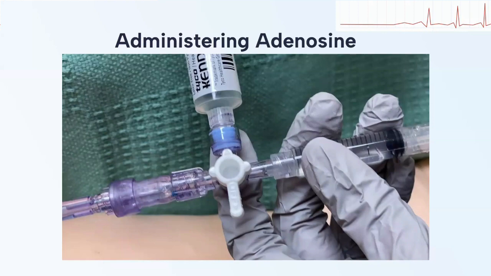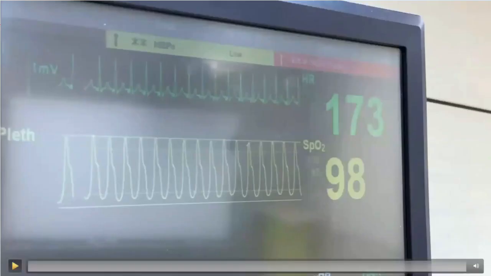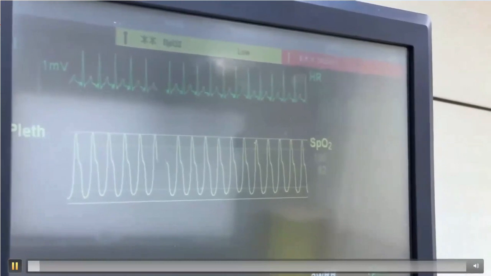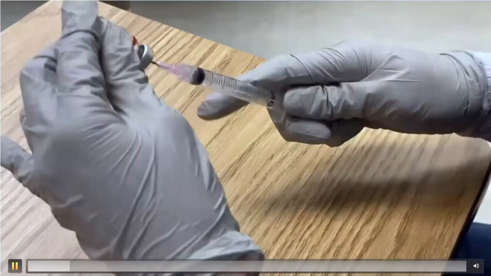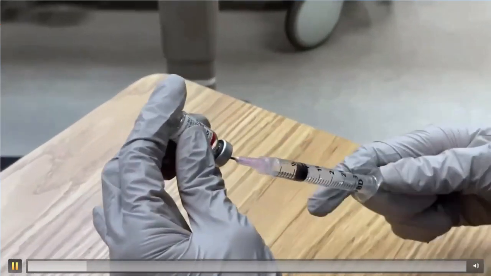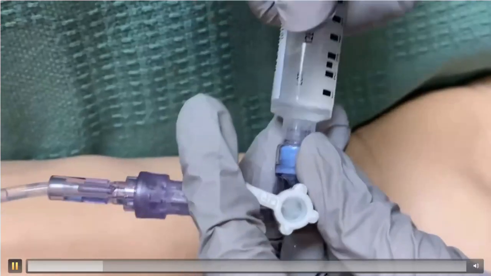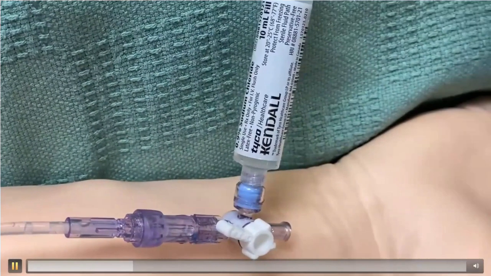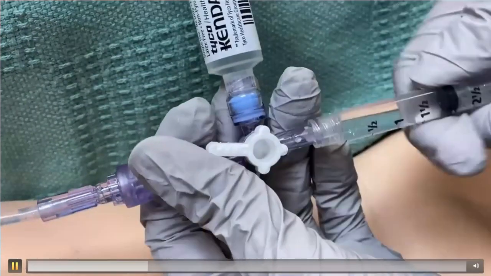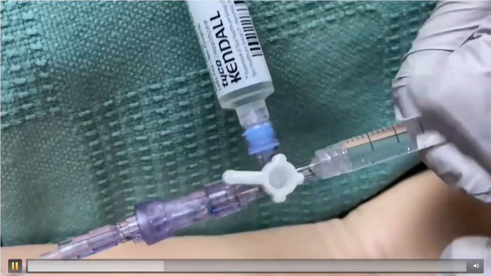So I've just put up a video showing how adenosine works. You can see this narrow complex regular tachycardia. Here they're drawing up the adenosine. Here they're setting up the 3-way stopcock. That's the saline flush, and just adding the adenosine to the 3-way stopcock.